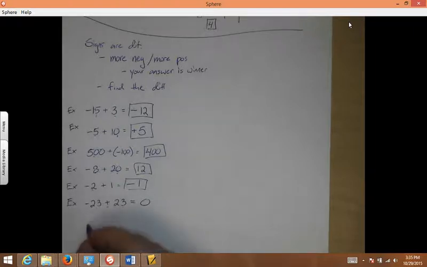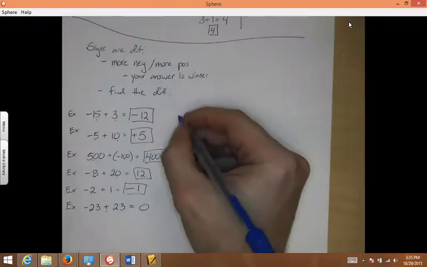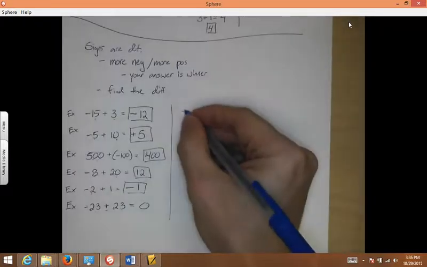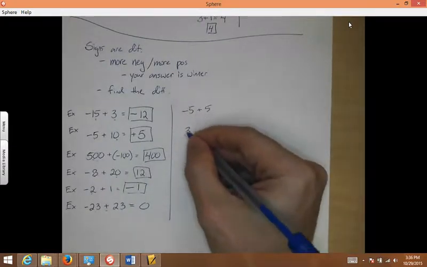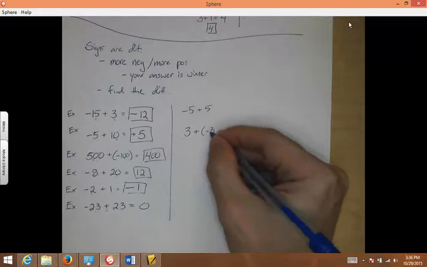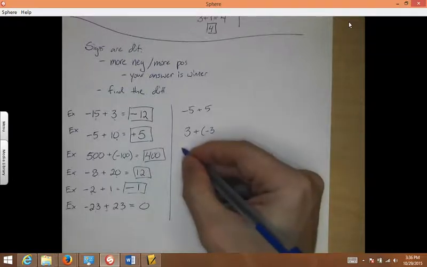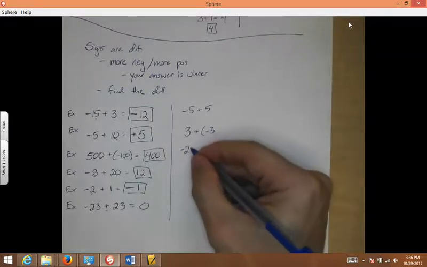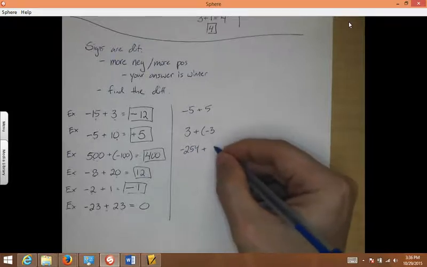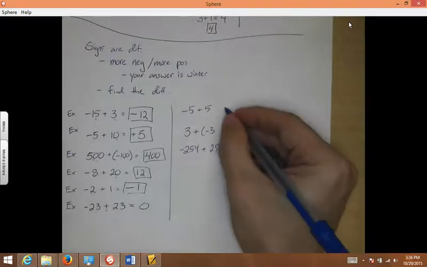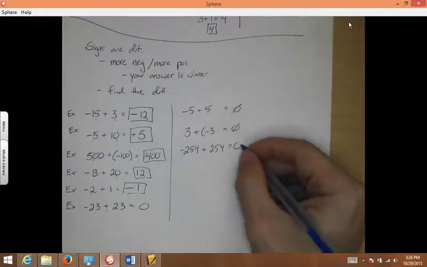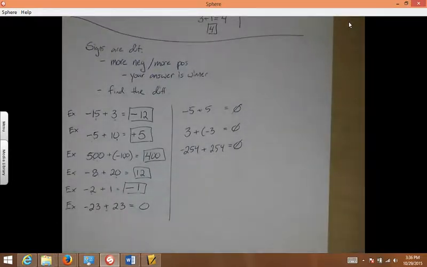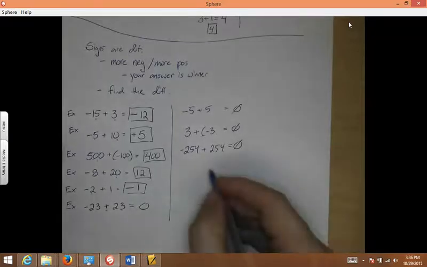Anytime. So, you can have negative 5 plus positive 5. You can have 3 plus negative 3. You can have negative 254 plus 254. And guess what? These are all going to equal 0. Alright, so let's get a little bit more complicated here.